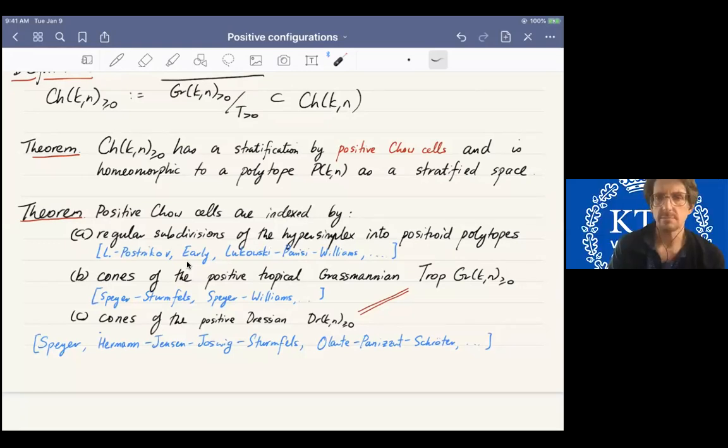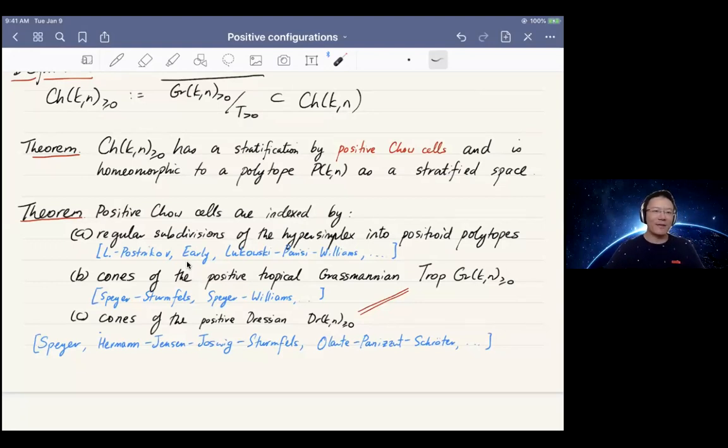I think so. And I see in the chat that there's another question. Do you think there could be some sort of Plabic graph analog in this setting?